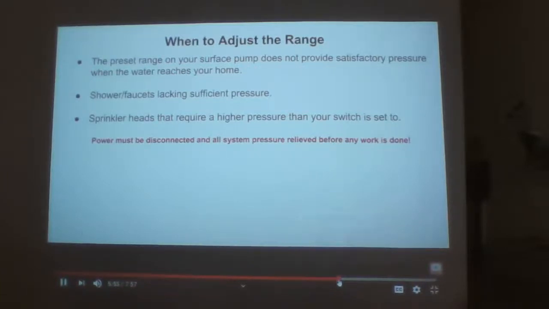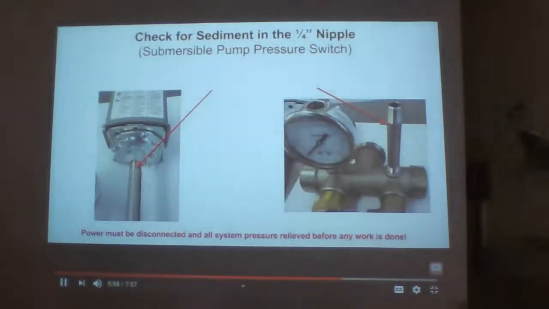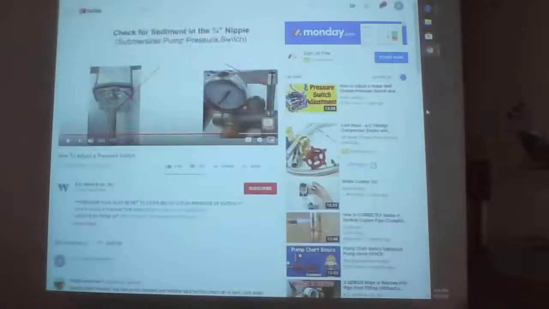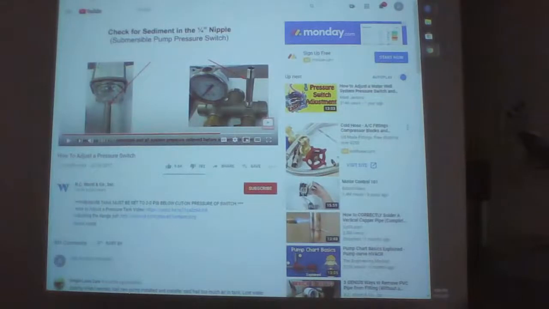If your switch is not operating like it once was, here are a few tips and things that you can check. Sediment. Okay. So I'm going to stop it there because it talks more about residential pressure specifics that we aren't really concerned about. But I thought that was a good cutaway diagram of a pressure sensor switch.